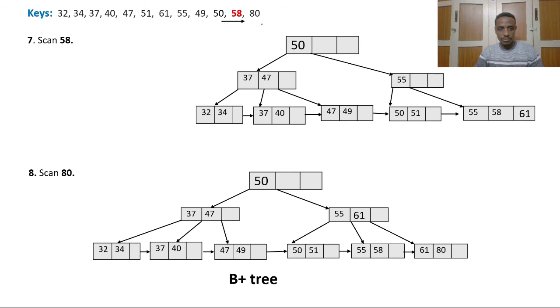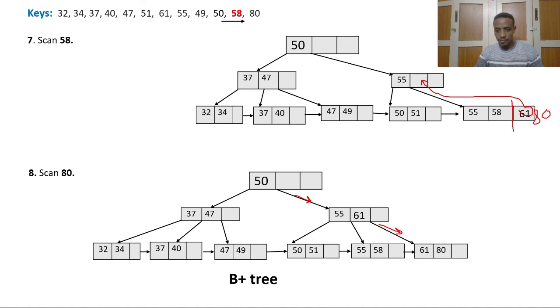And last, we will scan 80. 80 is greater than 50, we'll go down here, and it is greater than 55, greater than 60, so also we'll go down here. But here 80 cannot be inserted directly, so we'll split this node into two. So this 60 will go to this place, right of 55, because of splitting the node.